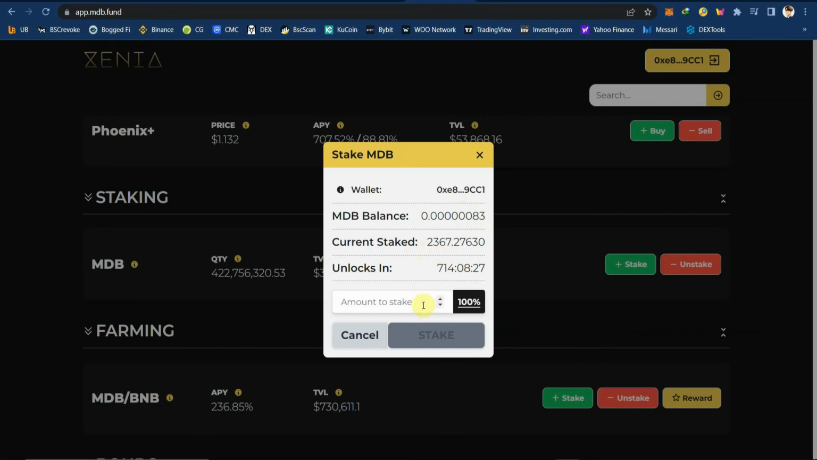And then you're going to ask yourself, would I like to put in 100%? Blah, blah, blah. And if you already staked, you will see that you have staked already. I'm wondering if you bought another batch of MDB tokens and then stake it, I guess it will just extend to complete another 30-day round. So if you want to DCA, I think that's the way to do it.